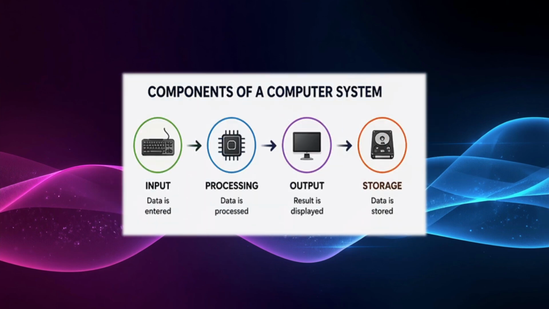Next comes components of a computer. A computer system has four main components: input, processing, output, and storage. Input, where data is given; processing, where data is handled; output, where results are shown; and storage, where data is saved. All these components work together to make a computer function.